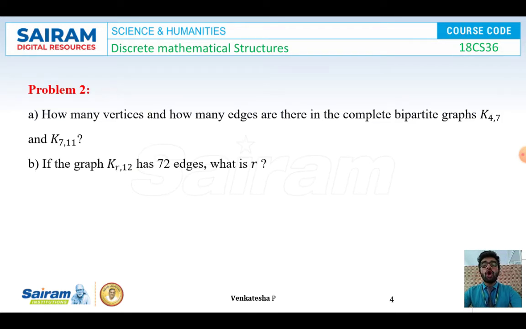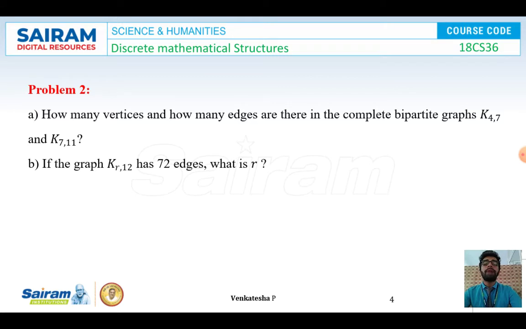Problem number 2. How many vertices and how many edges are there in the complete bipartite graphs K4,7 and K7,11? The second one: if the graph Kr,12 has 72 edges, then what is the value of r? To solve this, I'll be using the formula for the complete bipartite graph.